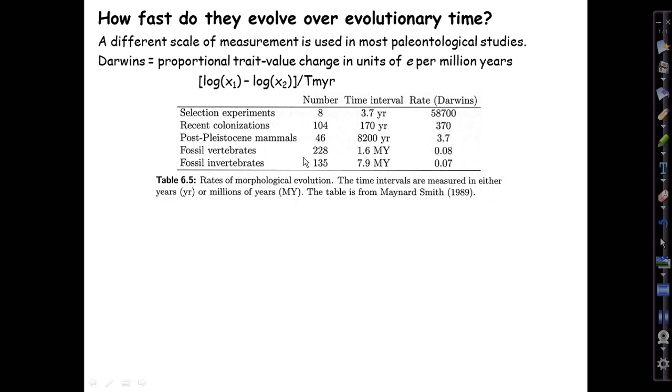Then fossil vertebrates, going farther back in the recent geological record with time intervals of 1 or 2 million years on average, have net rates of change that are less than 1/10 of a Darwin. So again, down another order of magnitude at least.